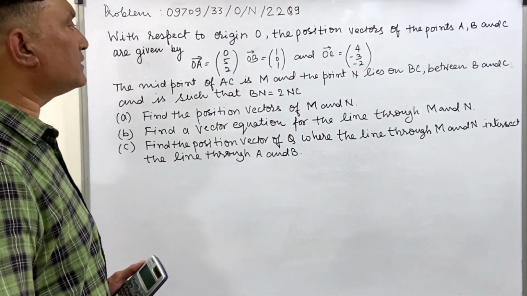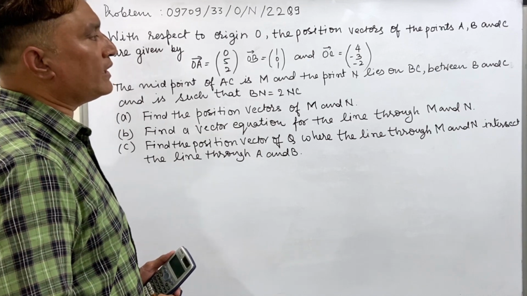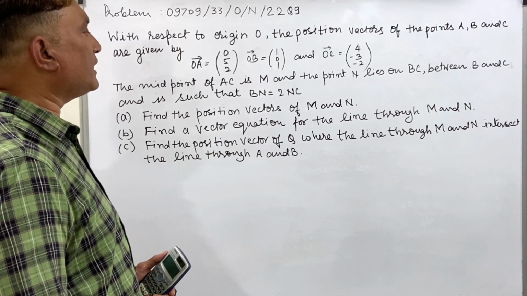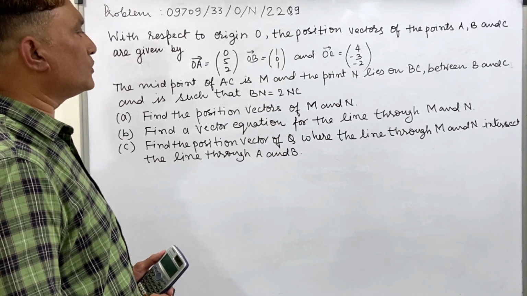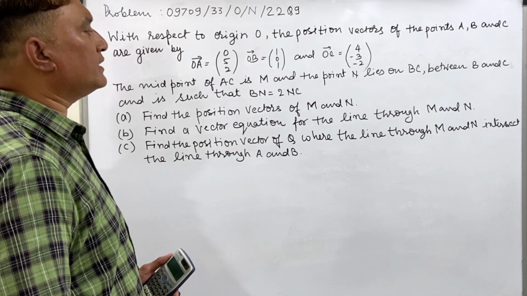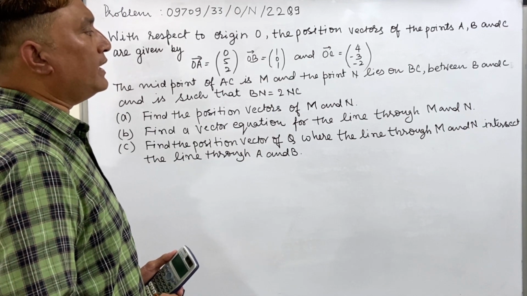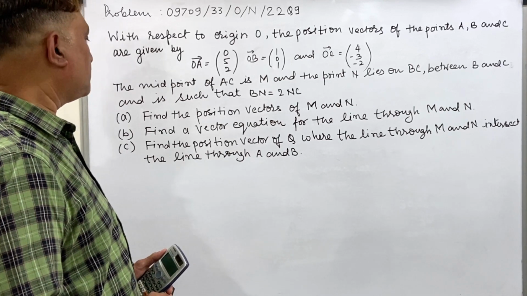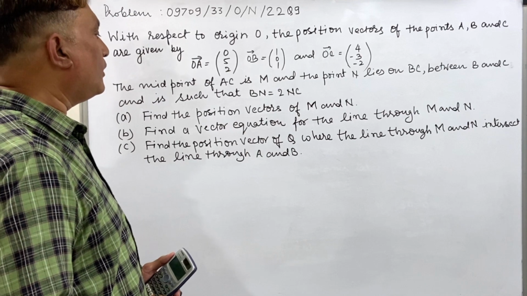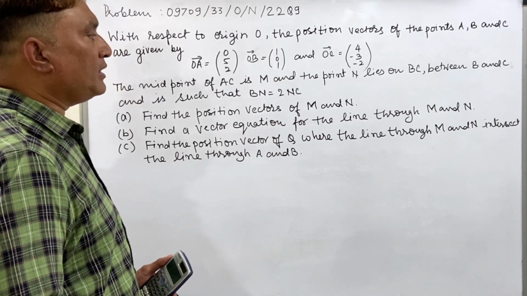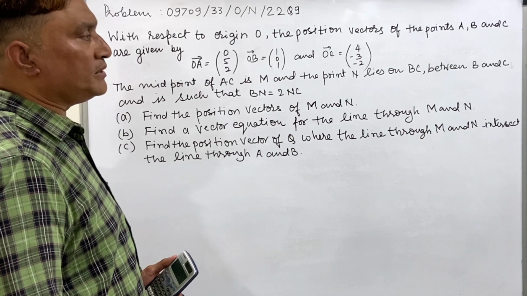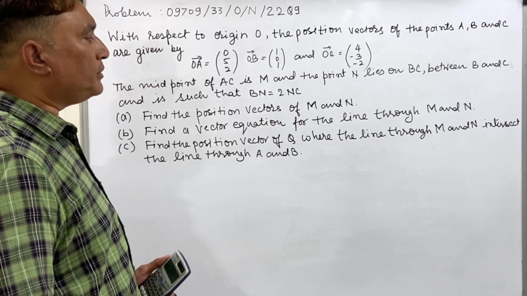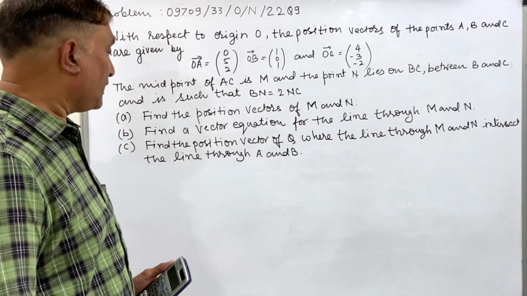With respect to origin, the position vectors of the points A, B and C are given by OA vector equals (0, 5, 2), OB vector equals (1, 0, 1) and OC vector equals (4, -3, -2). The midpoint of AC is M and the point N lies on BC between B and C and is such that BN equals 2NC.